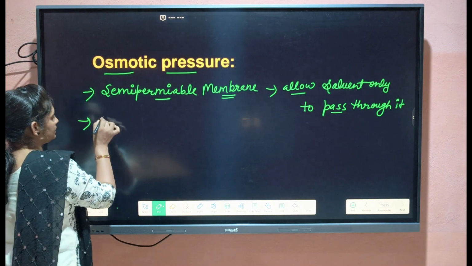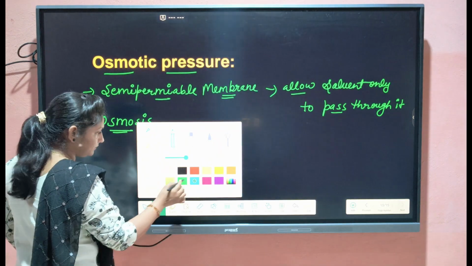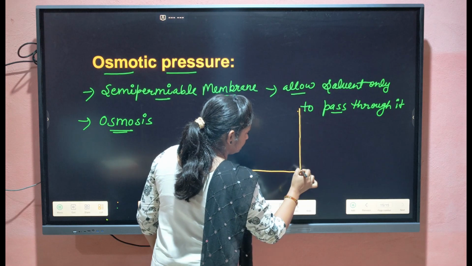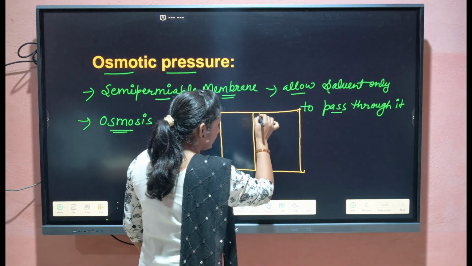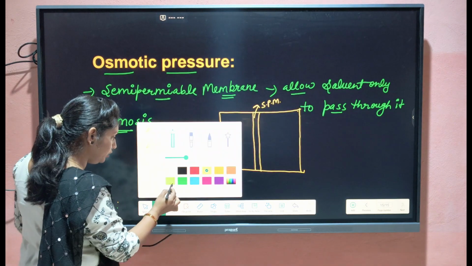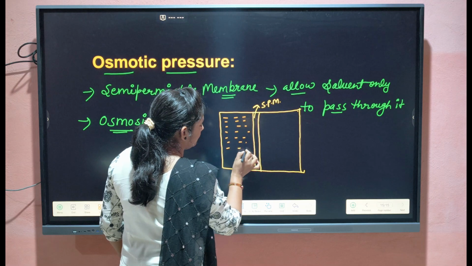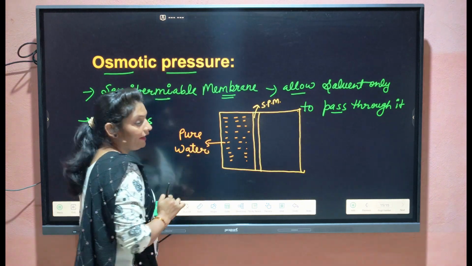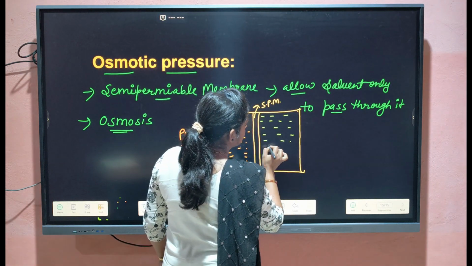Second term is osmosis. Students, what do you mean by osmosis? Let us consider we take a container and it is separated by a semi-permeable membrane. In one compartment of this, we take pure water. And in the other compartment of this, we take sea water.